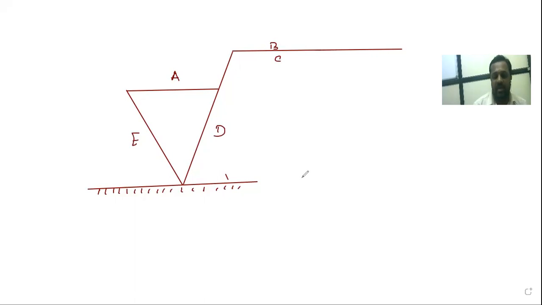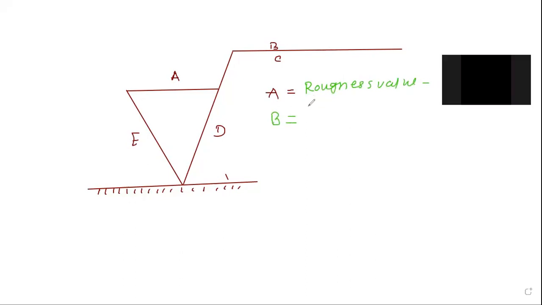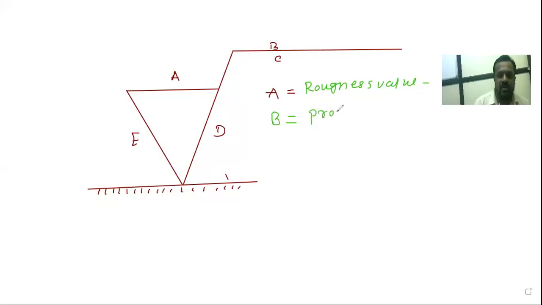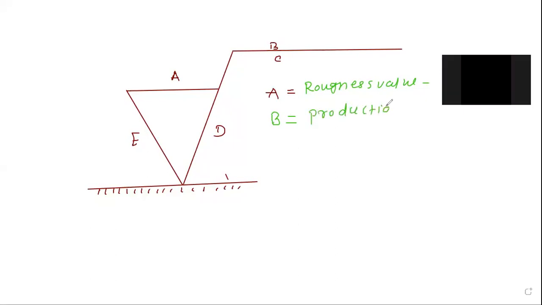Please tell me the meaning of A, B, C, D, E. A indicates the roughness value. That roughness value will be in microns. Then B indicates the production method.